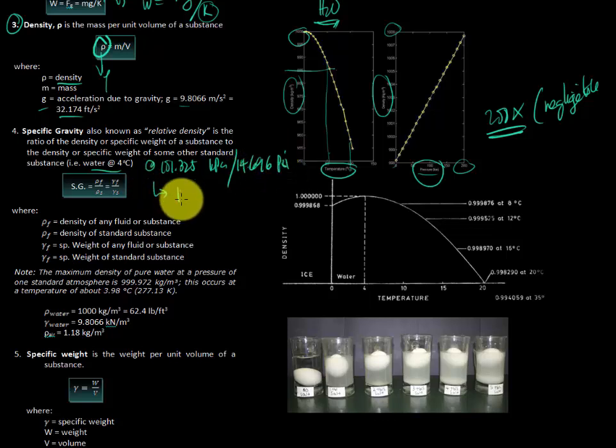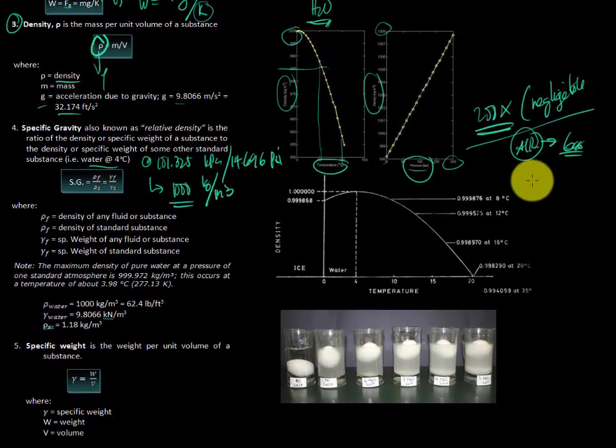So we take this as 1000 kilogram per cubic meter. That is the standard density value of a substance. Now for air or for a gas, we normally use air as a reference. So let's say for gas, our reference is air. Again, specific gravity is the density of a gas over the standard.